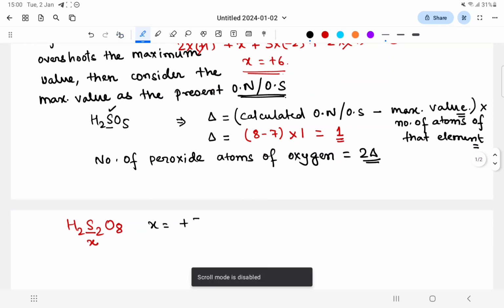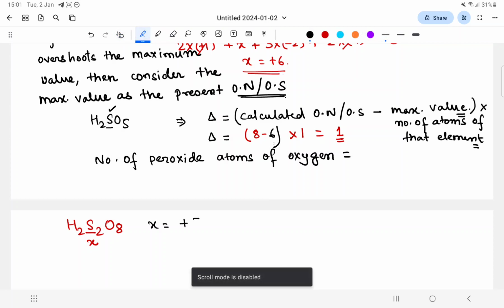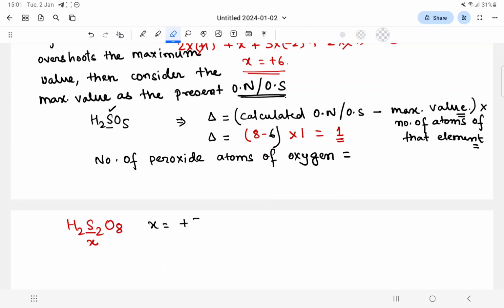Okay, just a minute, I have made one mistake here. This value, the calculated maximum value was +6. So 8 minus 6 into 1. 8 minus 6 is 2, and 2 ones are 2. So delta value is 2. Okay.